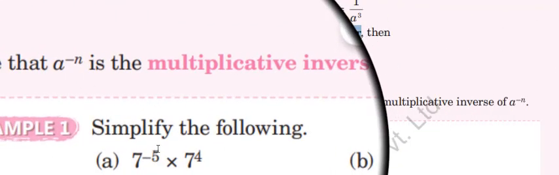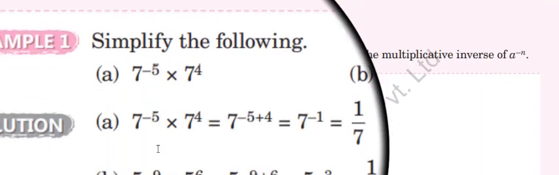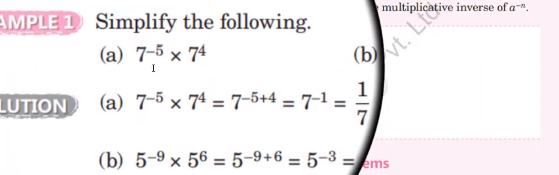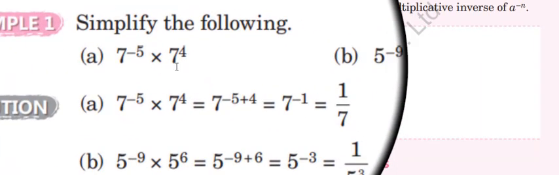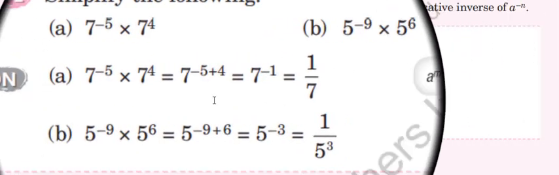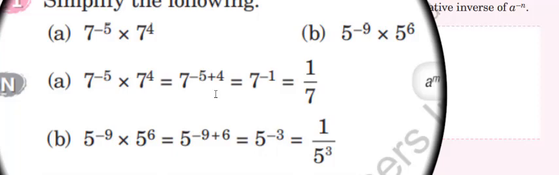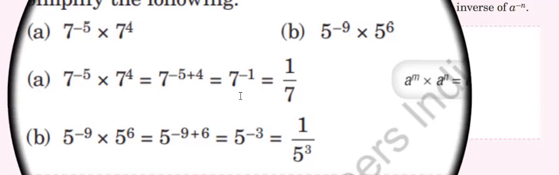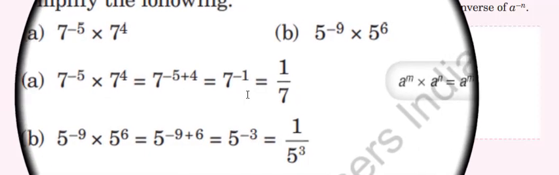Now let us come to example number 1, which says 7 raised to the power of minus 5 multiplied by 7 raised to the power of 4. First of all we will apply here the first law of exponents, which says that a raised to the power of m multiplied by a raised to the power of n equals to a raised to the power of m plus n. That means the exponents will get added up. So on adding, the result comes out to be 7 raised to the power of minus 1, and we know that 7 raised to the power of minus 1 equals to how much?